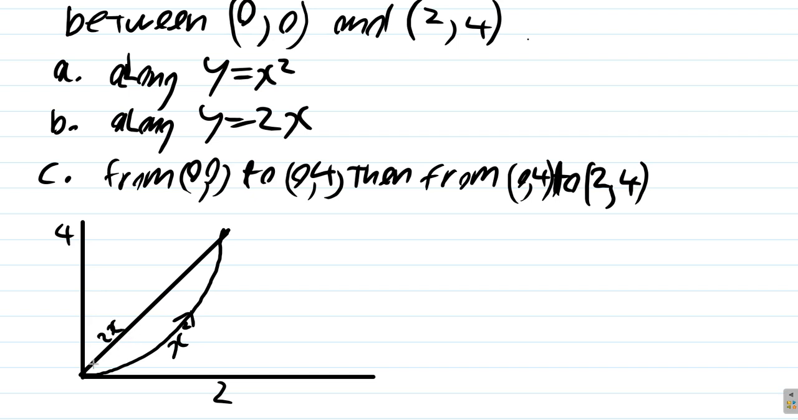And the third option is to go up from 0, 0 to 0, 4. Then go across from 0, 4 to 2, 4. Alright? So, we'll be going upwards like this and then across. So we go this way and then this way. And put the arrows on them. Alright, so we can go this way, we can go this way, or we can go up and then across. Alright? So let's see what's going to happen here.